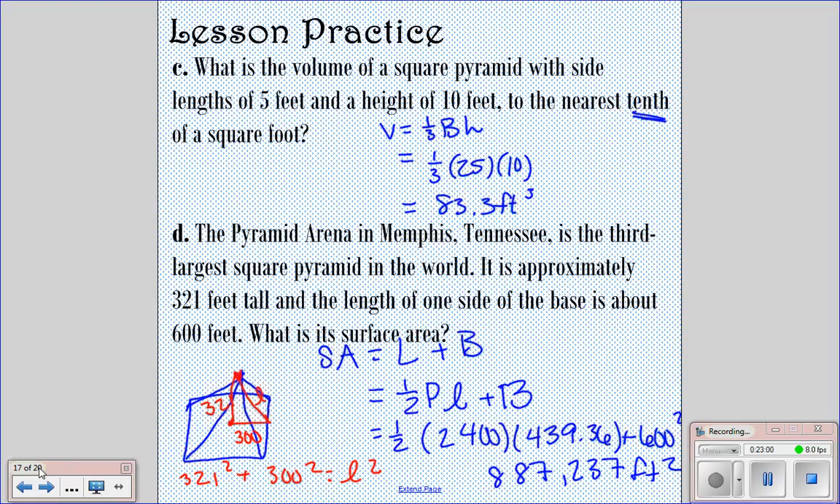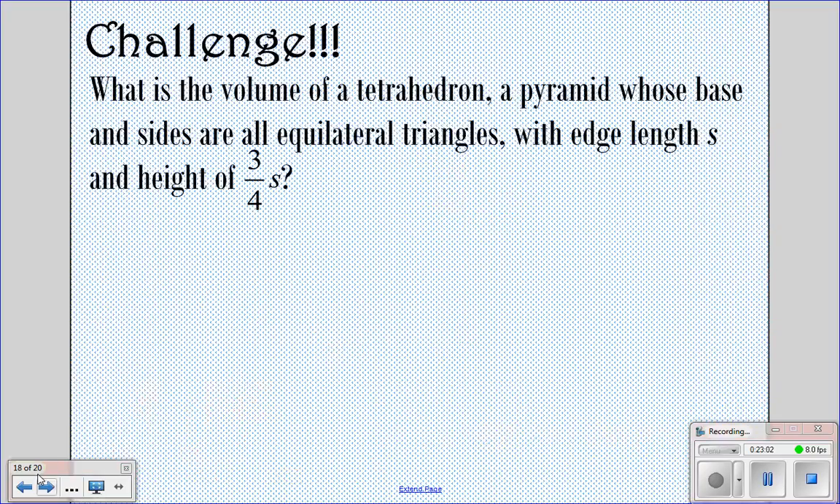Now we're going to look at the challenge question. So y'all feel free to try this one, and then once y'all have tried it, if y'all think you have an answer, y'all can unpause the video and I'll go over it for you. So the volume of a tetrahedron, it's a pyramid whose base and sides are all equilateral triangles. We have an edge length of S and a height of 3/4 S. So the volume formula, we do 1/3 area of the base times the height.